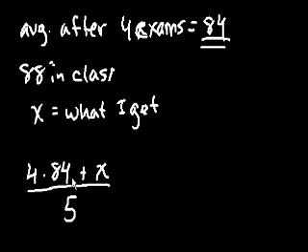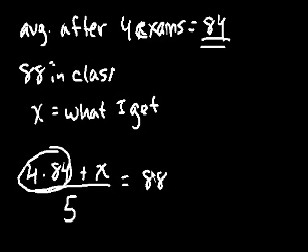We just figured out the average of the first 4 exams, but now we sum up the first 4 exams here. We add what I get on the 5th exam, and then we divide it by 5, because now we're averaging 5 exams. And I said that I need to get an 88 in the class. And now we solve for x.